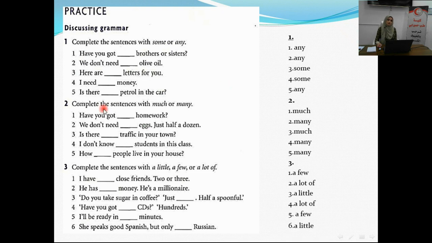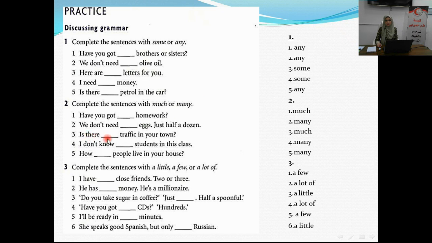Moving to the second exercise, we're going to complete the sentences with "much" or "many." As you know, the difference between "much" and "many": "much" with non-countable, "many" with countable nouns. The first sentence says, "Have you got much homework?" So you notice that homework is non-countable, so we are going to use "much." With number 2, we have "We don't need many eggs, just half a dozen." So eggs here is countable, so we are going to use "many."